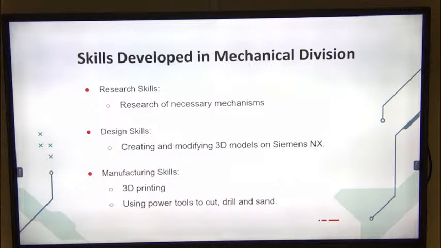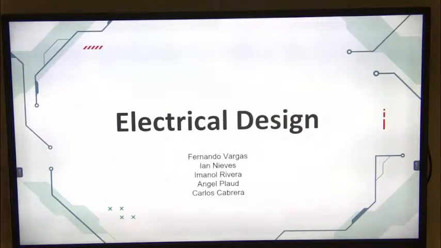The skills developed as a mechanical division: we developed research skills because we needed to research the necessary components that were feasible for us. The design skills, we created and designed 3D models on Siemens NX that helped us create the real-life prototype. And manufacturing skills, we had the 3D printing, which we did almost all the parts, and we used power tools to help us develop those designs. Now I'll leave you with the design and electrical.